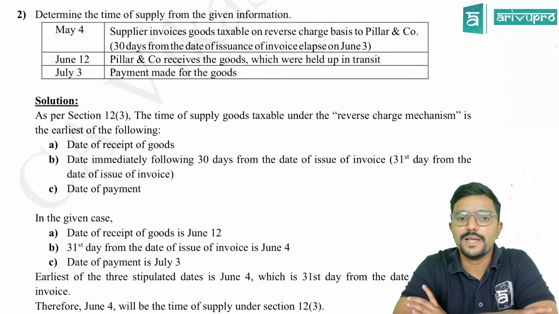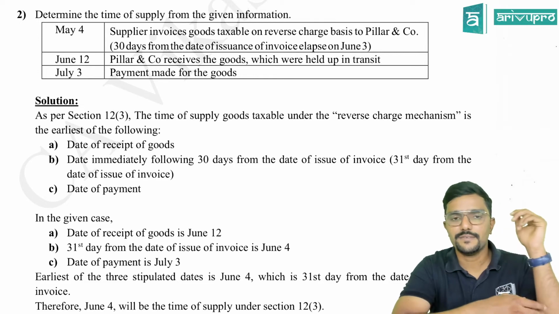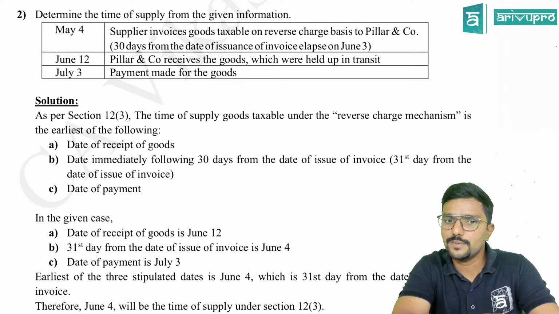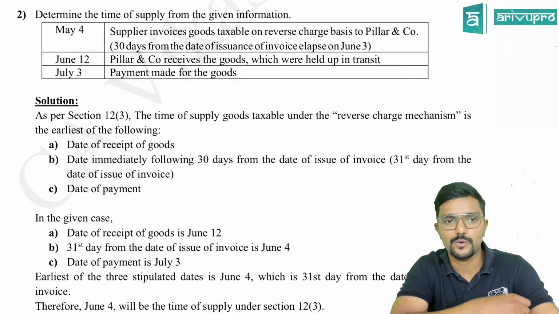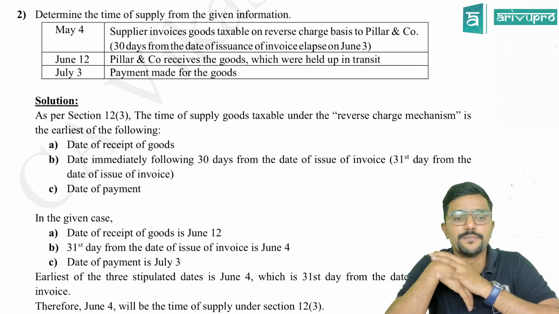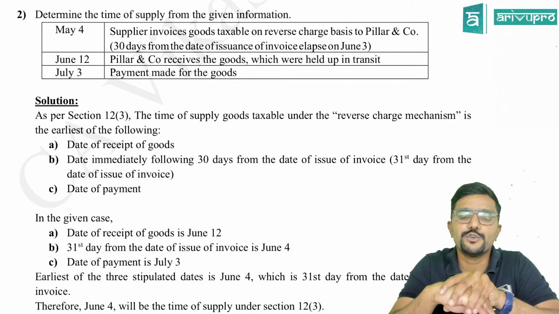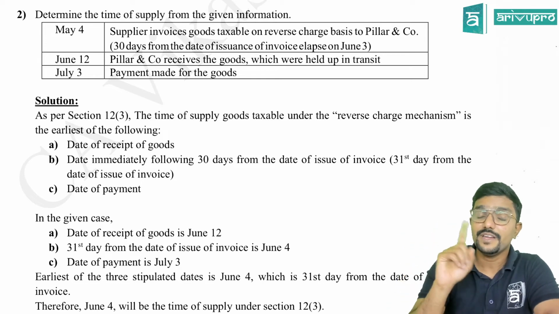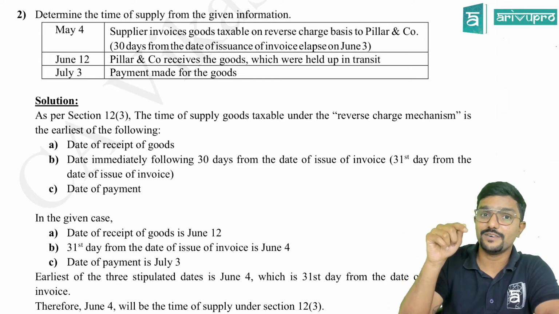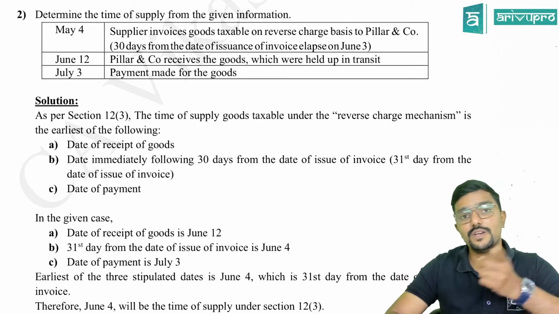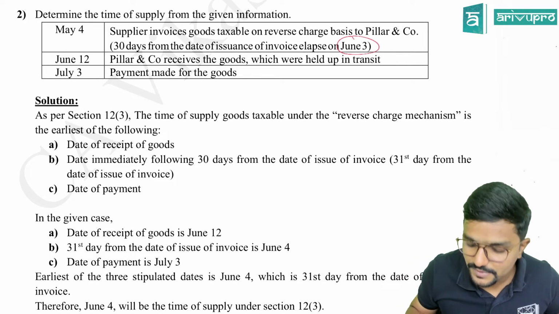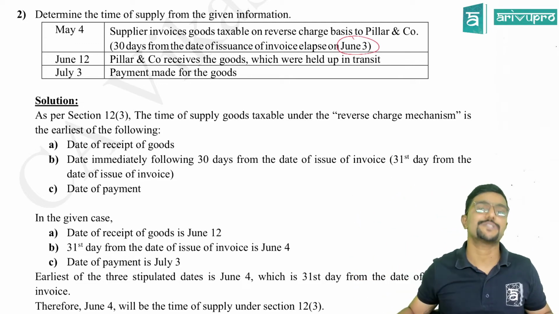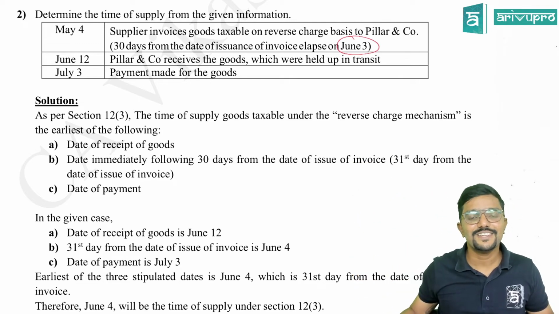Determine the time of supply from the given information. This is under reverse charge, guys. May 4th, supplier invoices goods taxable on reverse charge basis to Pillar & Co. So Pillar & Co is the recipient. 30 days from the date of issuance of invoice elapse on June 3rd. We don't require the 30th day. See how they have done. They have given this to confuse you. They have given the 30th day from the date of issue of invoice, but I want the 31st day. So what date should you take? June 4th. Clear?